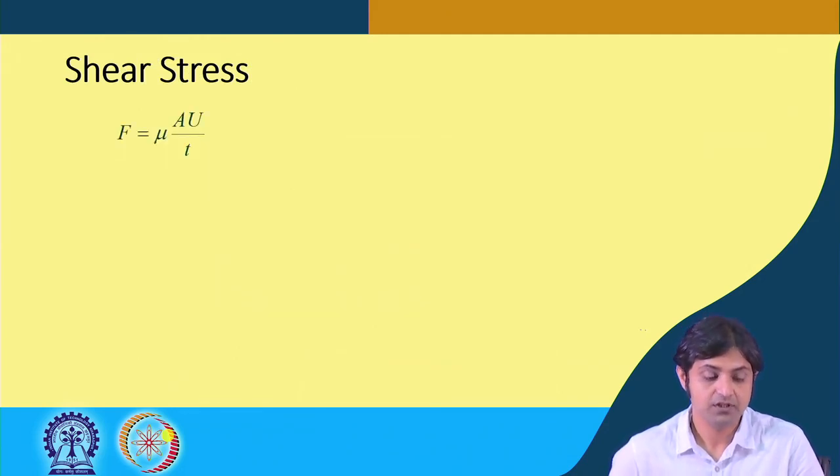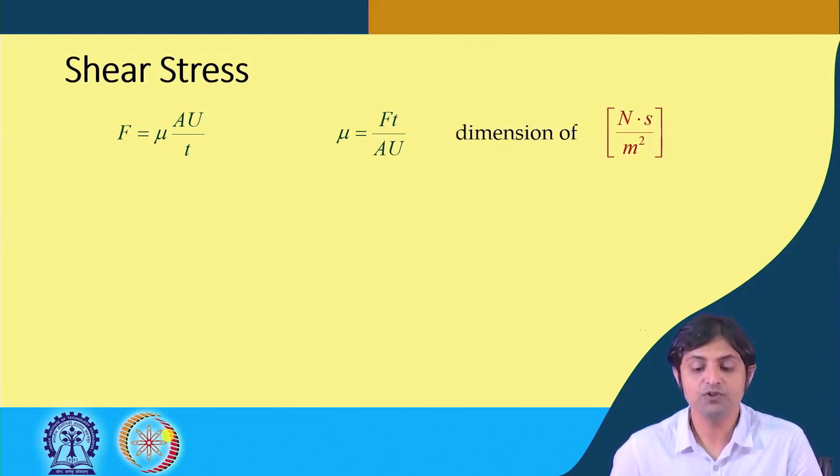Shear stress. Force, as we have seen in the last slide, is given as mu times A multiplied by u divided by the distance between the plates T. So mu can be written as Ft by Au. The dimensions of mu are Newton second per meter square. I think you should do this derivation after this lecture is finished, at your own convenient time.